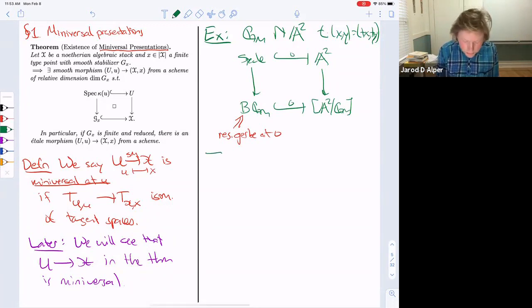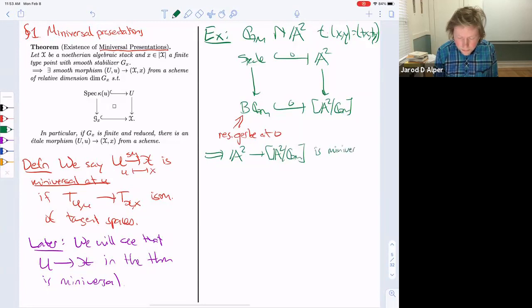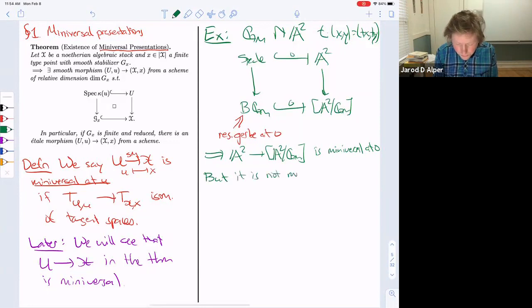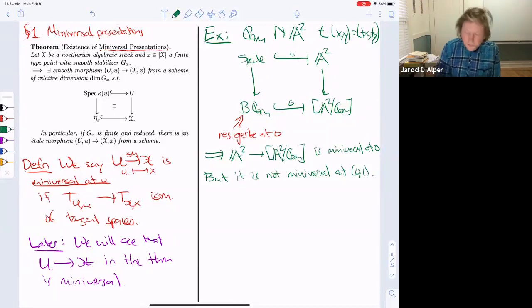So this map from A2 to the quotient stack is miniversal at zero. But it's not miniversal elsewhere. Say at the point one, for instance. Or at the point, let me do it at the point (0, 1), because if you take, let's do this, let's compute what the fiber product is.